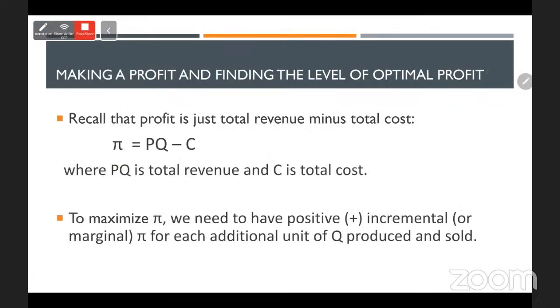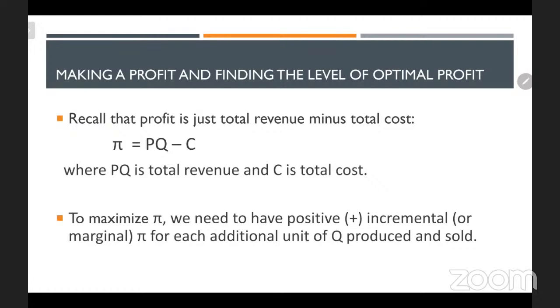Okay, so recall, and this is just the explanation, that profit is equal to total revenue minus total cost, where PQ is total revenue and C is total cost. Pi means profit. This is the symbol for profit in economics, pi. To maximize pi, we need to have positive incremental or marginal profit for each additional unit of Q produced and sold.